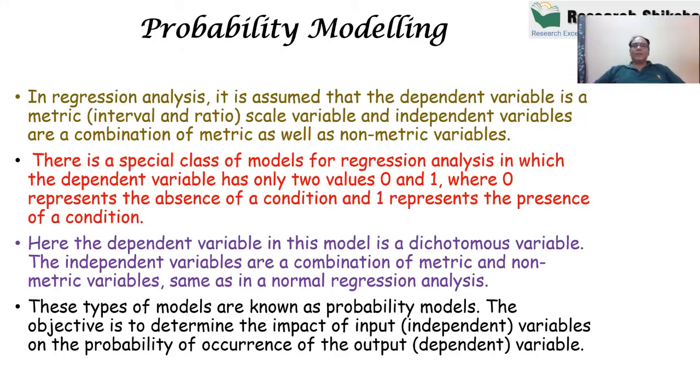First of all, we have to understand what is the basic theory behind logistic regression. In regression modeling, most of us are very, very comfortable with the regression model. In a regression model, it is basically assumed that the dependent variable is a scale variable and the independent variables are a combination of scale and nominal variables. It is a normal regression model. But there are many special cases where the dependent variable is not a scale variable, it is a binary variable.